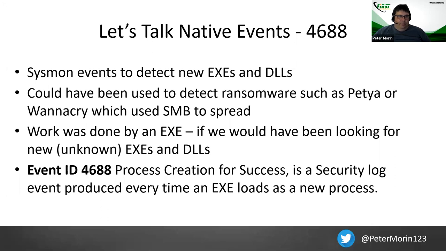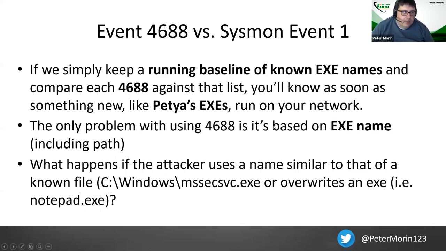So if we would have been looking for new unknown EXEs and DLLs, we may have been able to find Petya or WannaCry. For example, event ID 4688, as we know, is process creation success, a security log event produced every time an EXE loads a new process. When Firefox is loaded, we're going to see a new process creation 4688 event for Firefox. So if we keep a baseline of known EXE names and compare each 4688 event against that list, you'll know as soon as something's new, for example, Petya's EXE running on your network.